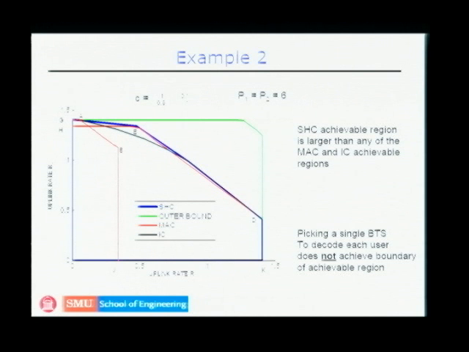But if for some reason the operator wants to say user 1 paid me more money, user 2 paid me less, do some pricing based differentiation. So he says I want to give the user twice as much weightage in the rate. So you might want to operate at some point here.